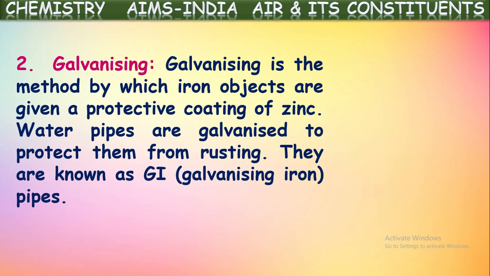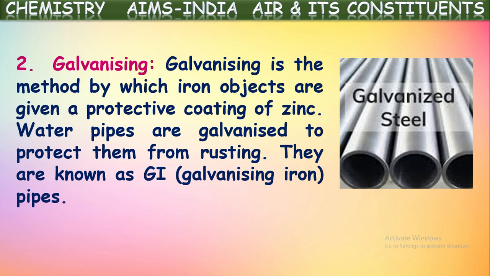Galvanizing. Galvanizing is the method by which iron objects are given a protective coating of zinc. Generally, water pipes are galvanized to protect them from rusting. They are known as galvanized iron pipes, GI pipes. Often in the market, you might have heard these words, GI pipes. GI pipes means galvanized iron pipes. Iron pipes are made and coated with a thin layer of zinc. So the zinc will protect the iron from coming in contact with the air and moisture, so that iron will be prevented from getting rust.